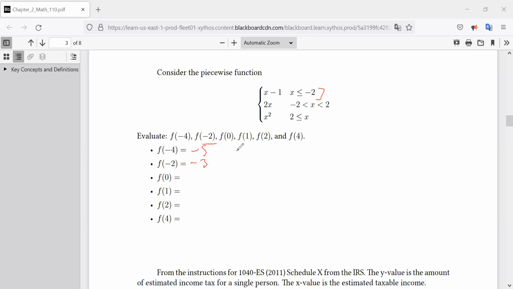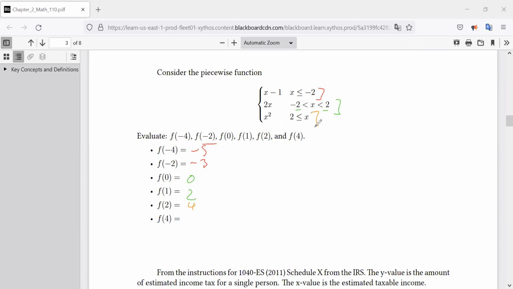And let's go with neon green. f of 0, what's f of 0? 0. Yes, it's 0, because I look at it and I say, okay, where is this defined? 0 is between -2 and +2, so this is what I'm using. And 2 times 0 is just 0. What's f of 1? 2. Exactly, because 2 times 1 is 2, and this is the bound that it's in. What's f of 2? 4. Yes, it is 4.